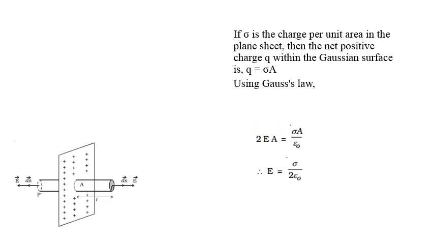If sigma is the charge per unit area in the plane sheet, then, as we want to use Gauss law, we must know how much charge is there. In the previous case, we assumed lambda per unit length, since we were talking about a wire. But here we are talking about a sheet, so we have to take charge per unit area. If sigma is the charge per unit area, then the net positive charge within the Gaussian surface can be written as sigma A.